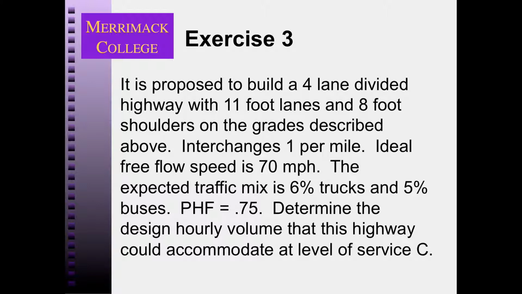I want to do this final example for you about freeways. In this one, we're looking for the design hourly volume, so the directional design hourly volume on a section of freeway. It's 4-lane divided, so 2 lanes each direction. They're 11-foot lanes, 8-foot shoulders. So we know that the width is not ideal. The clearance is. Interchange is 1 per mile, so that's not ideal. Free flow speed ideal is 70. The expected traffic mix are these, and we've got a peak hour factor, and we want to attain level of service C. So what volume would cause that?